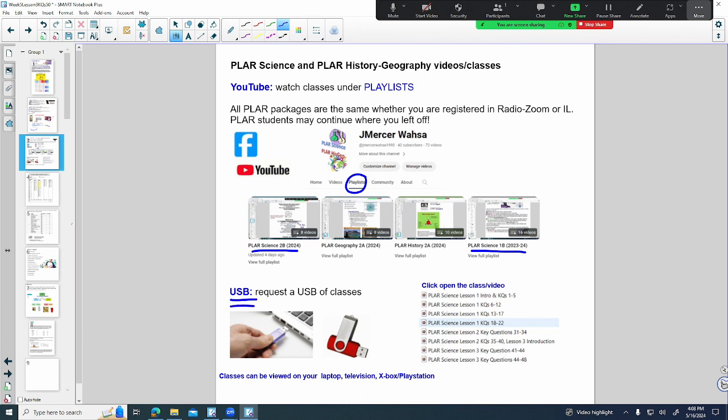If you don't have access to internet or Wi-Fi, you can also request a USB of classes. Remember, you need a USB port to insert your flash drive. You simply open the class or video. Each class is named. So for example, for PLAR Science, it will say PLAR Science. It will give you the lesson number and the key questions that are within that video. So if you're having problems with a certain key question, you should look at which key questions are in the class.